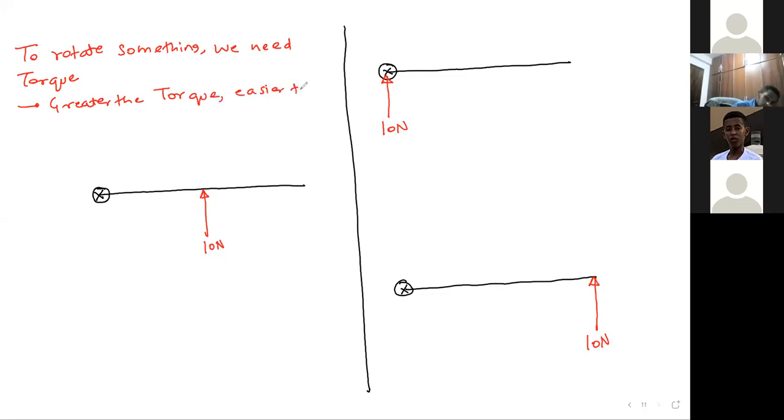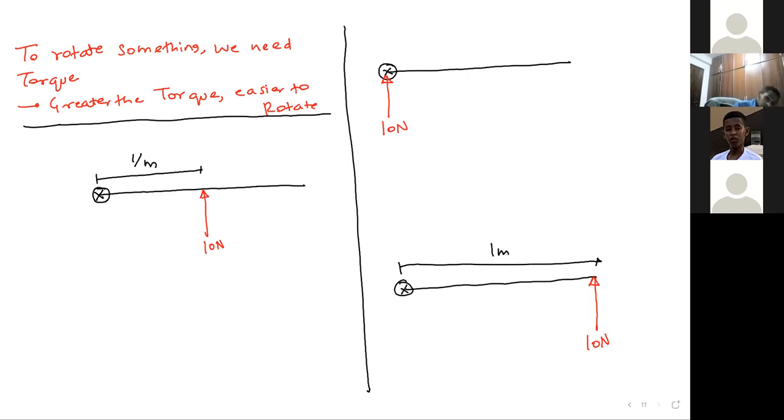Easy to rotate? Greater the torque, easier to rotate. Very simple mathematics. So tell me, in the first case, let's say the length of my rod is 1 meter, and this distance is exactly half meter.